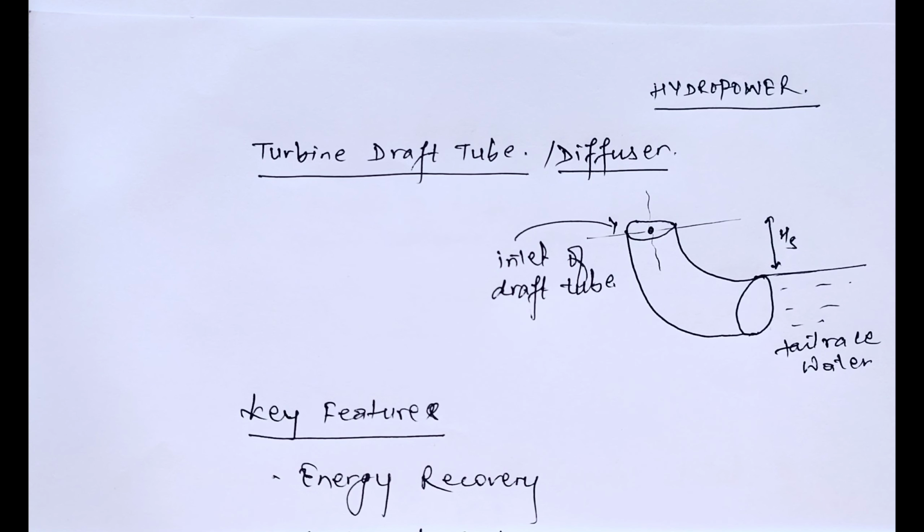Energy recovery is one of the key features. Energy recovery helps in converting the kinetic energy of water leaving the turbine into potential energy, increasing the overall efficiency of turbine. The next one is reduce exit velocity. Draft tube helps in reducing the exit velocity of water, preventing air being drawn into the turbine and causing cavitation.